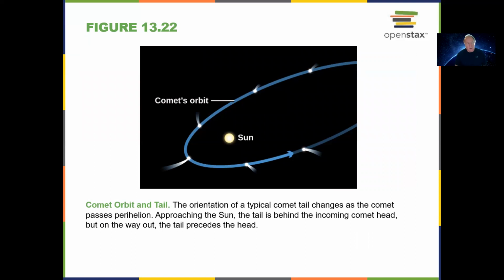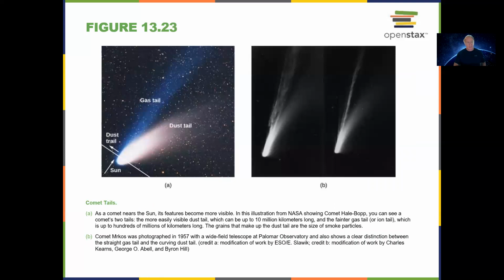So here's the comet's orbit and tail. The orientation of a typical comet tail changes as the comet passes its perihelion, which is the closest point to the sun. As it approaches the sun, the tail is behind the incoming comet head, but on its way out, it's actually ahead of the comet. So once again, it's always pointing away from the sun, but as it makes its turn, suddenly the tail is being forced out ahead of the comet's actual motion.